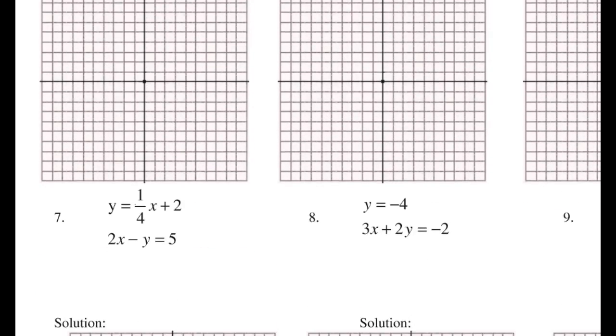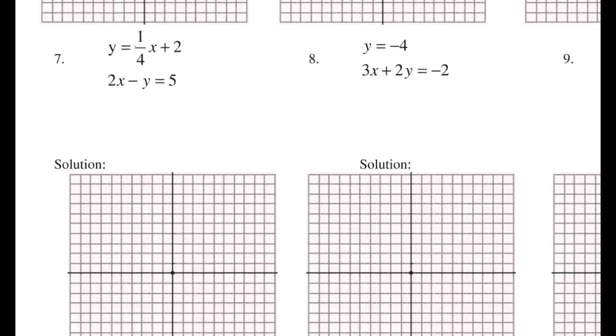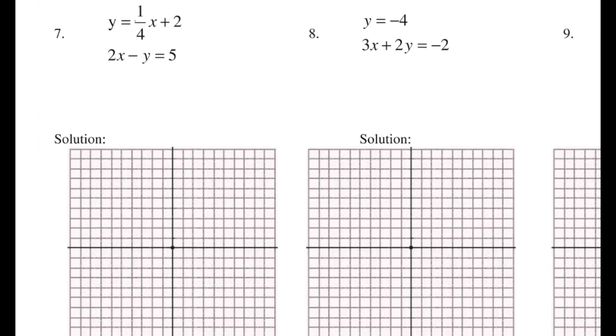Let's review a little bit on number 7. So you can see the first one is in slope-intercept form, the second one is not. And this is what we really want to practice a lot today: if it's not in slope-intercept form, you want to change it. So let's do the first one that's already done for us. Start at positive 2. Okay. And we're going to go up 1, right 4. Up 1, right 4. Do that a few times. And then use a straight edge.